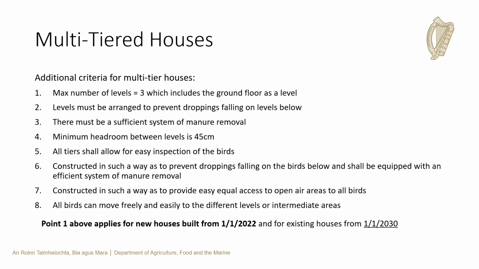In terms of multi-tiered houses, the maximum number of levels in an organic house is 3, and that includes the ground floor level. They must be arranged to prevent droppings falling on levels below, and this is similar to what Niamh covered already. There must be a sufficient system of manure removal. A minimum headroom between levels is 45 centimetres. All tiers should allow for easy inspection of the birds.